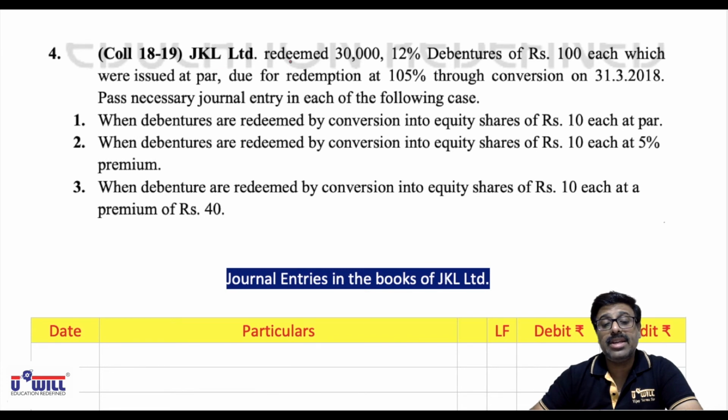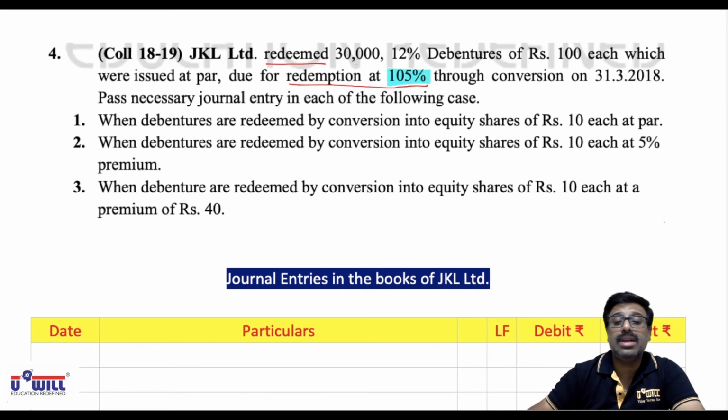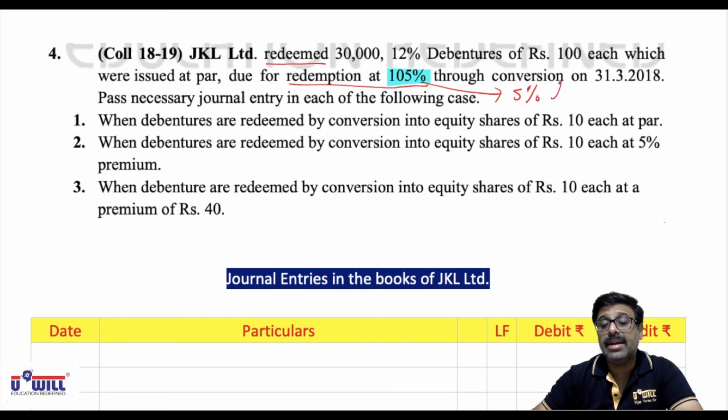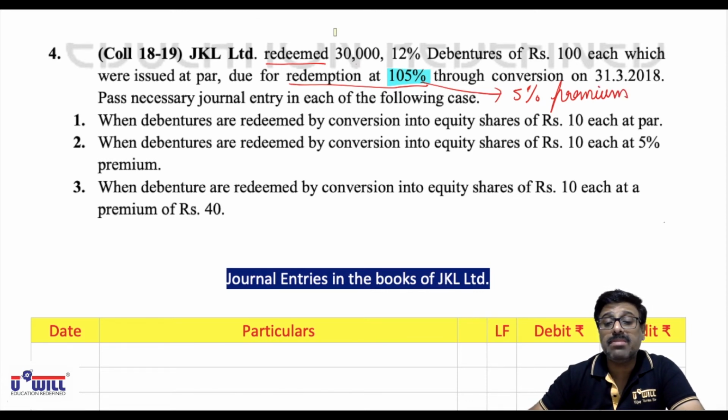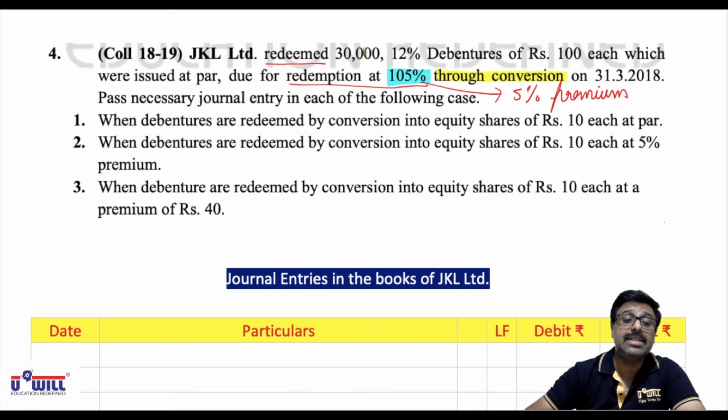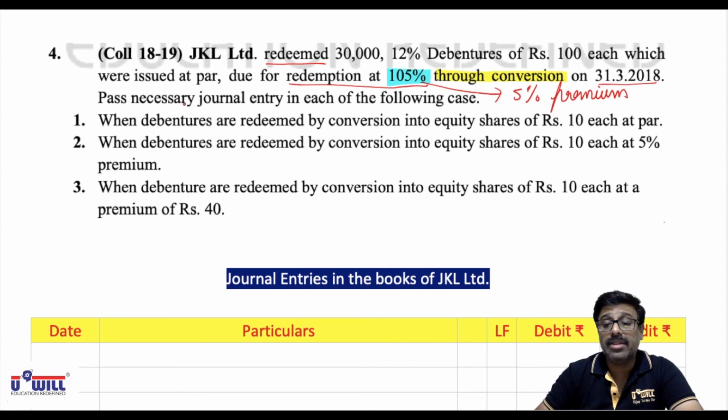JKL Limited redeemed 30,000 12% debentures of rupees 100 each, which were issued at par but due for redemption at 105%. Now redemption at 105% means you can say 5% premium. The debentures are to be redeemed at 105%, means they are to be redeemed at 5% premium. How are they to be redeemed at 5% premium? Through conversion, as we discussed right now, on 31/3/18. So all entries we have to pass on 31/3/18.